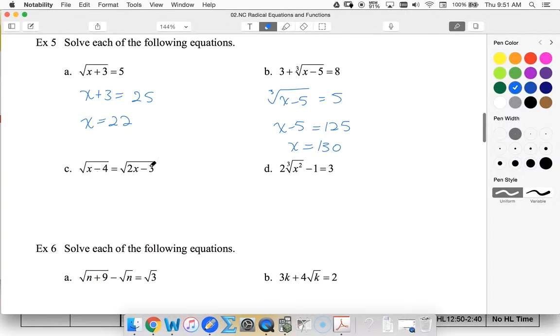In this case, I'm definitely going to square both sides. X minus 4 is equal to 2x minus 3. That implies that x is equal to, move the 3 to the other side, -1. Notice though, if I plug -1 back in, then I have -1 minus 4 would be the square root of -5. That does not work.